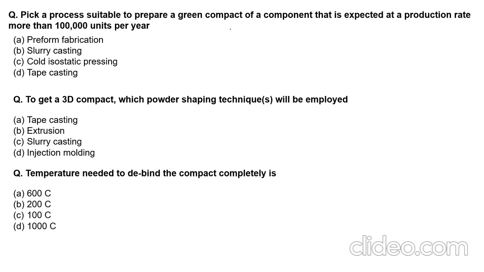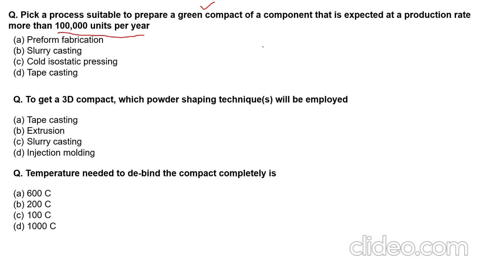Then we have another question that says pick a process suitable to prepare a green compact for a component that is expected at a production rate of more than 10,000 or 1 lakh units per year. So the first thing that is important is that we are talking about a green compact. What is a green compact? The green compact is any compact that has yet to go to sintering. Anything that is before the sintering process is called green. For example, we have green density, and we also have the green compact that has not undergone any preparation method before sintering. We call it a green compact.